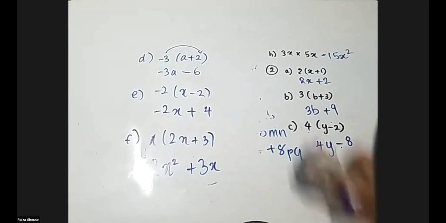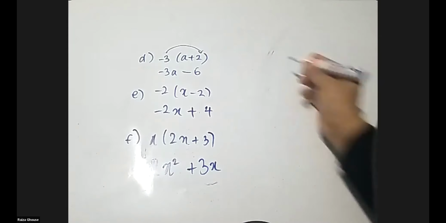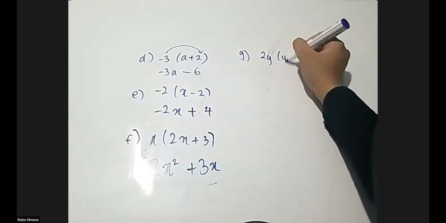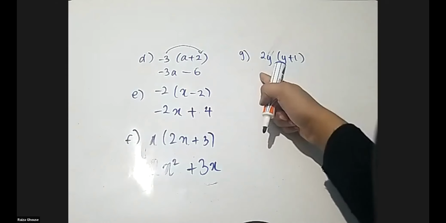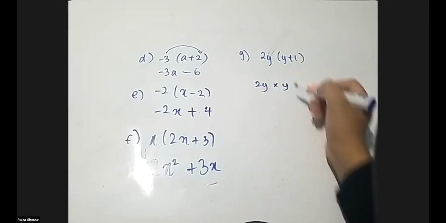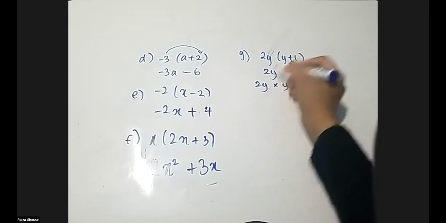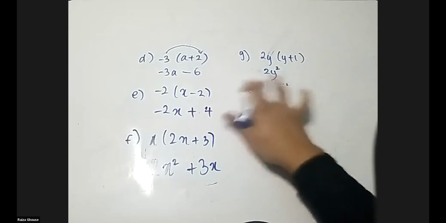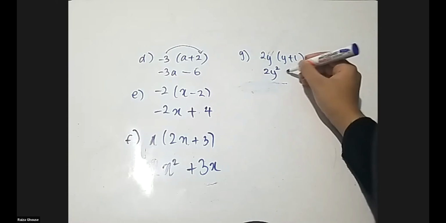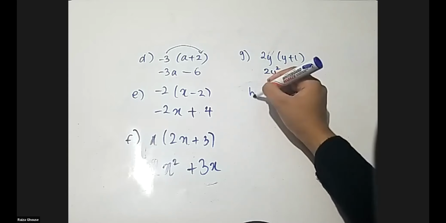Now I'm going to go to the G part. Right, G part here is 2y, y plus 1. Now if you multiply 2y into y, look at the board, 2y into y is what? 2y squared. And then if you multiply 2y into 1, you know that in mathematics, if you multiply any term by 1, you will get back again the same term.